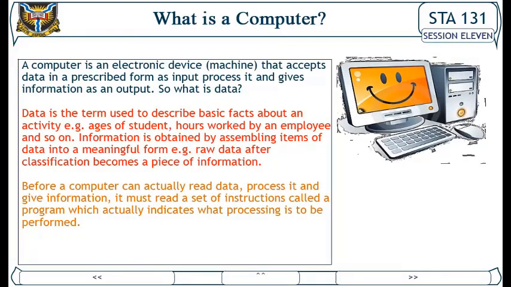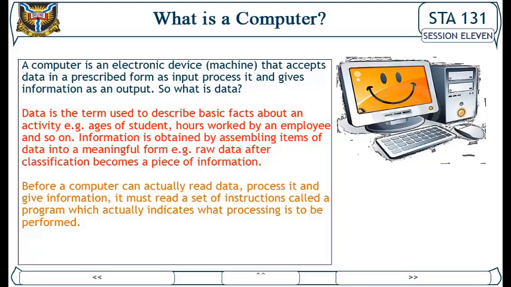What is a computer? A computer is an electronic device, machine that accepts data in a prescribed form as input, processes it, and gives information as an output. So, what is data? Data is the term used to describe basic facts about an activity, e.g., ages of students, hours worked by an employee, and so on.